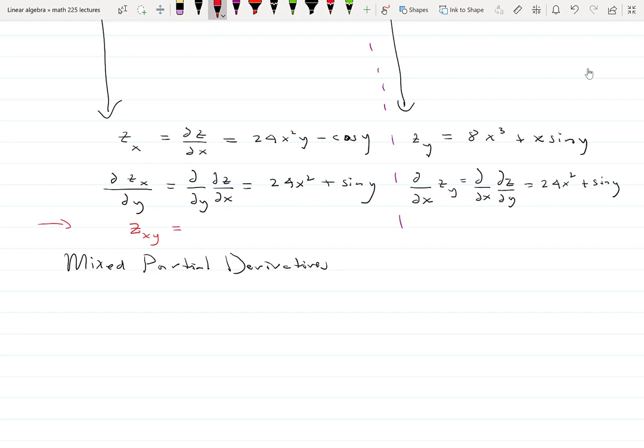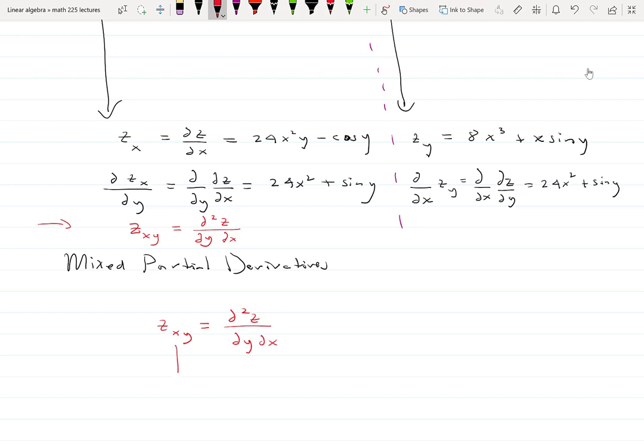But look what happens when we use the Leibniz d or the partial notation. We get partial squared z, and we get partial y, partial x if we read from right to left. The order in which the variables appear is different in the partial notation than in the subscript notation. That really needs to be talked about. I'm just recopying what I just wrote. Partial y, partial x, okay.